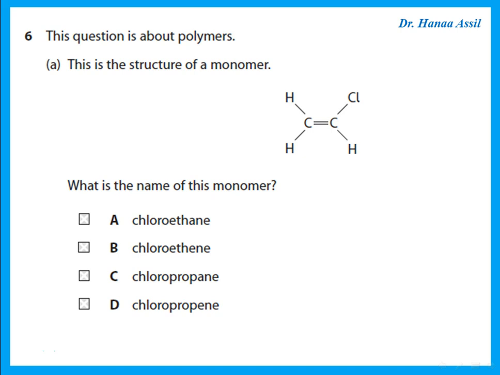Okay? This question is about polymers. This is the structure of a monomer. What is the name of this monomer? How do we name any organic compound? First of all, how many carbons? Can you see that I have 2 carbons? 2 carbons means it should be eth or prop. 2 carbons is eth. Now, it has a double bond. That means it is ethene. And it has a chlorine on it. That means it is chloroethene. Okay?